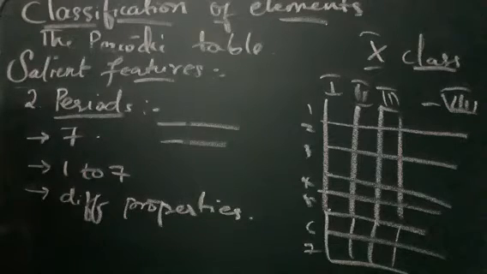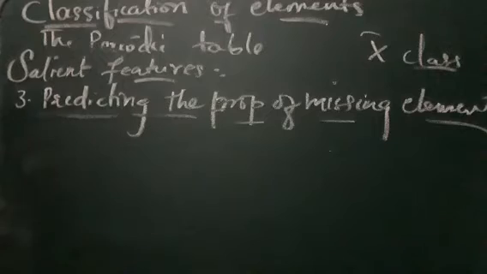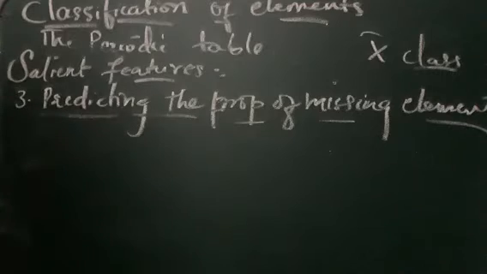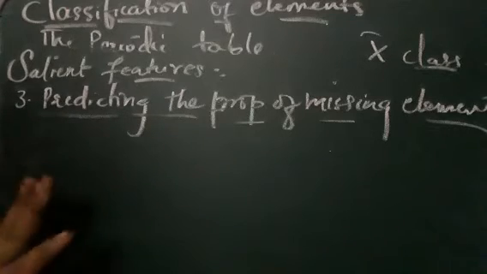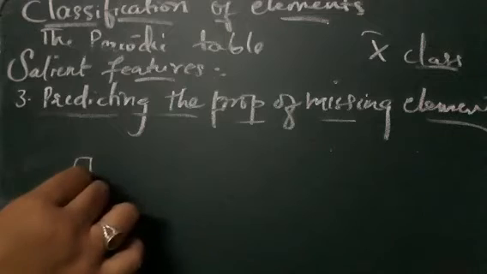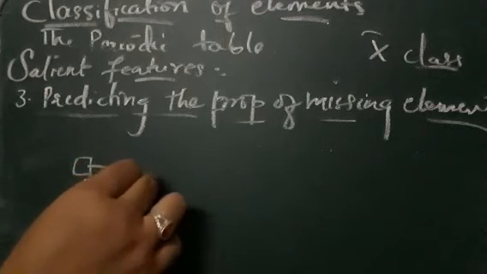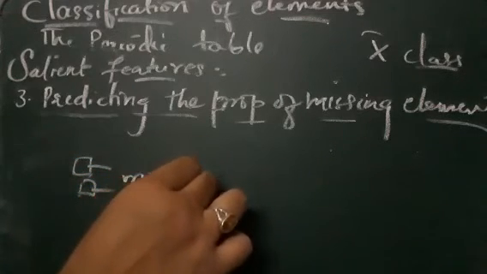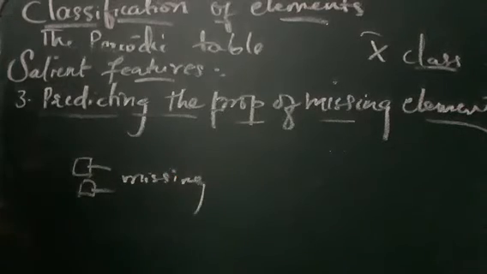The next is predicting the properties of missing elements. Till that time they had found some 115 elements, but there were still some missing elements. So they predicted elements based on the arrangement of elements in the table. He predicted that some elements were missing and left blank spaces for them. He did not do anything to that space.